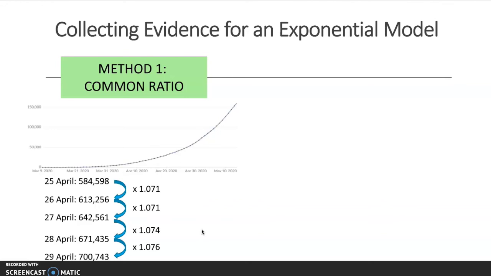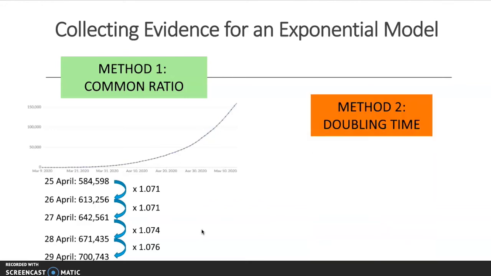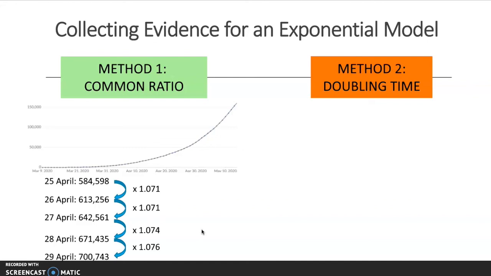If you've made it this far in the video, I've got a bonus method for you. It's called doubling time. So this is another way that you can collect evidence that the data that you're looking at is appropriate for an exponential model. And not only does it do that, but it helps you understand the concept of exponential growth a little bit better, and helps you get your head around the numbers a little bit easier. So it's called doubling time. Let's take a look at that quickly.